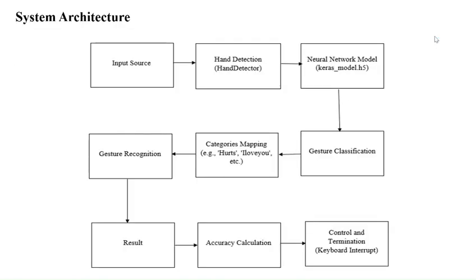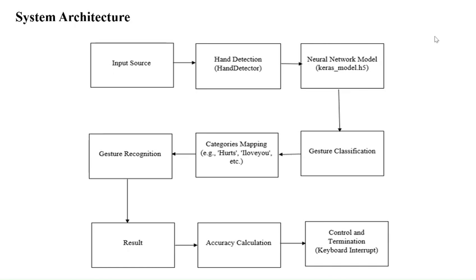Here's how our system is structured. We start with the input source. This is typically a camera feed that captures the user's hand movements. Next, we have hand detection. The input is processed through a hand detection module called hand detector, which isolates and identifies the hand gestures. The data is then fed into a neural network model; we have used a pre-trained Keras model to process the detected hand gestures. Under the gesture classification, the neural network classifies these hand gestures into predefined categories.